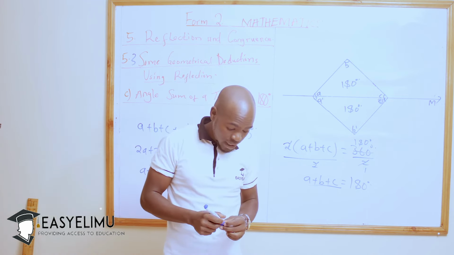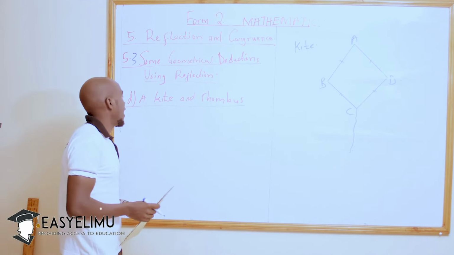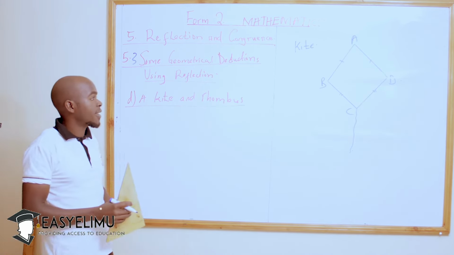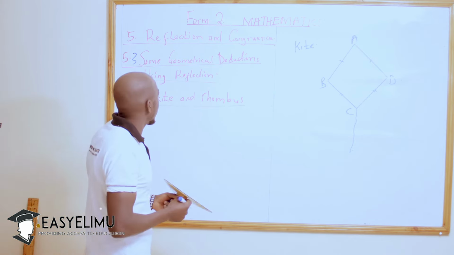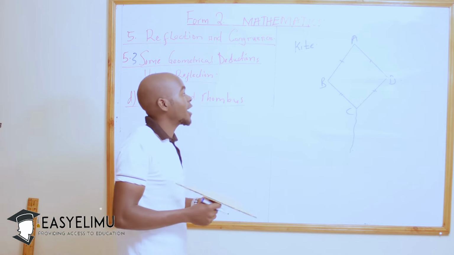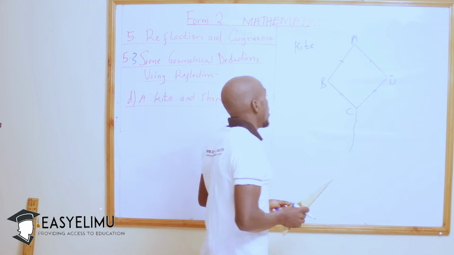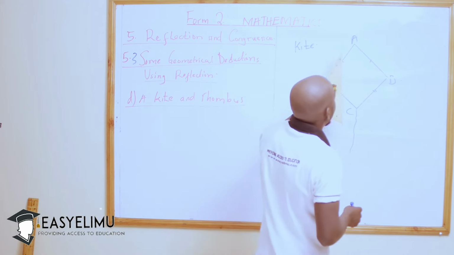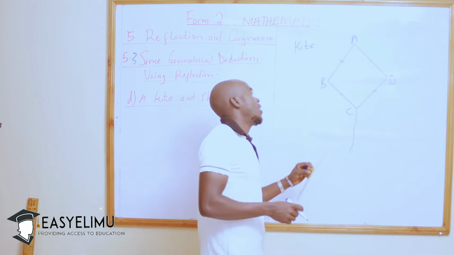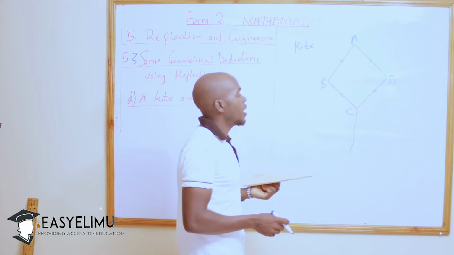Next we are going to consider a kite and a rhombus. Let's now consider a kite, and we need to show that angles in a kite add up to 360 degrees. So here I will decide one thing. We may decide this is my kite here. I have kite A, B, C, D. We decide AB equals AD and CB equals CD.